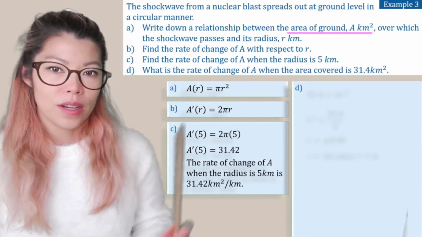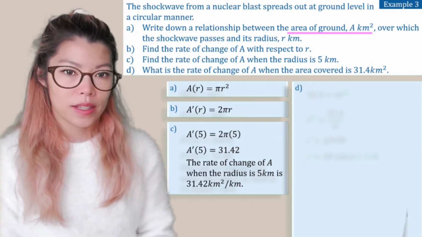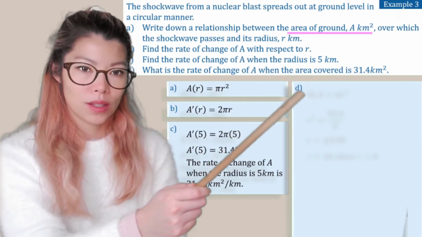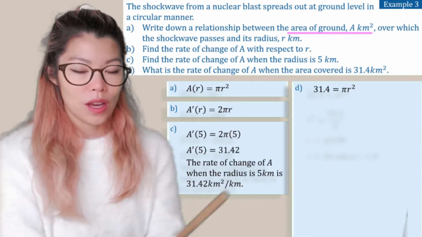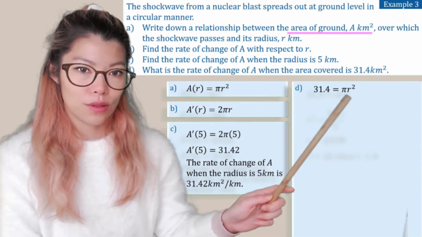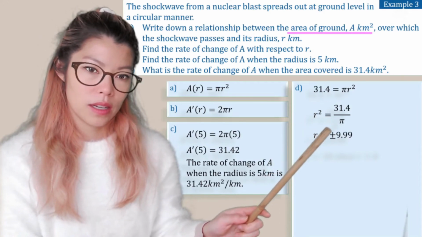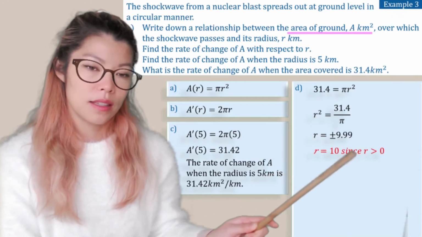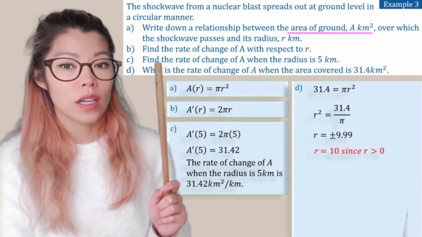Part D, what is the rate of change of A when the area covered is 31.4 kilometers squared? We can see that it says area. We know what the area is, pi r squared. So if you let that equal pi r squared, what can you do? We can figure out what r is equal to by dividing by pi, and then square rooting it. And notice that even though it's plus or minus, we only take r equals 10 since r has to be greater than 0. Now what's the question asking you?